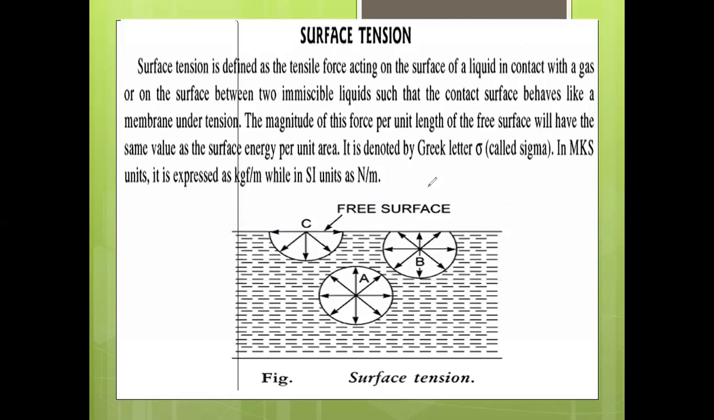So what is the unit and what is the symbol? Sigma is the symbol that is used for denoting the surface tension. The SI unit of the surface tension is Newton per meter because it is acting on the circumference of the surface. So surface tension is nothing but force per unit length. It is not per unit area, it is per unit length. So you should keep this in mind.